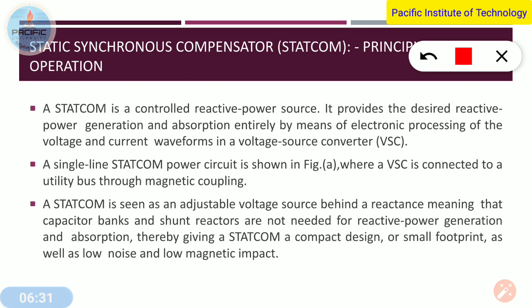Right? In case of the thyristor controlled reactor and the thyristor switched capacitor, we needed a capacitor bank and a shunt reactor for the reactive power generation. But in case of a STATCOM, these are not needed. So a STATCOM has a compact design, or you can say a small footprint, as it produces low noise and low magnetic impact.